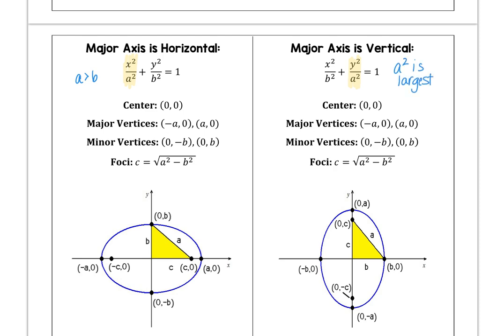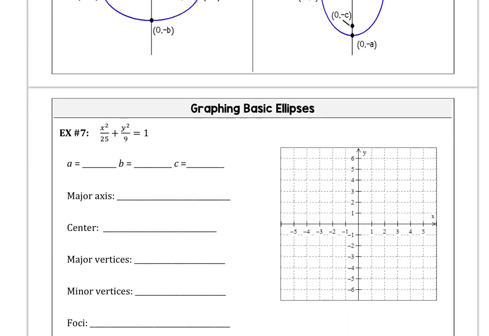Now, we also need to pay attention to how you find the focal points. So whether the major axis is horizontal or vertical, we're going to use a Pythagorean relationship, and we'll find that c value, where those focal points are located, by taking the square root of the difference of the squares of a and b. Let's go practice with a fairly simple one.